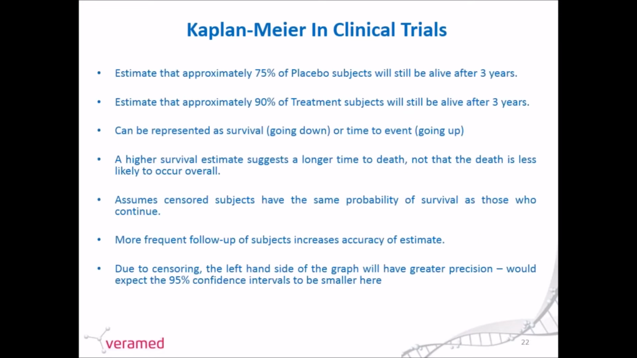So what does this plot show us? What we can see is that approximately 75% of the placebo subjects survived over 3 years, in comparison that approximately 90% of the treatment subjects survived 3 years. Now you can either show this as a survival plot going down, as we have above, or in some trials you might want to look at actually the number of subjects experiencing the event, in which case you'd start with time to event 0 and go up, showing the number experiencing the events over the 3 years.